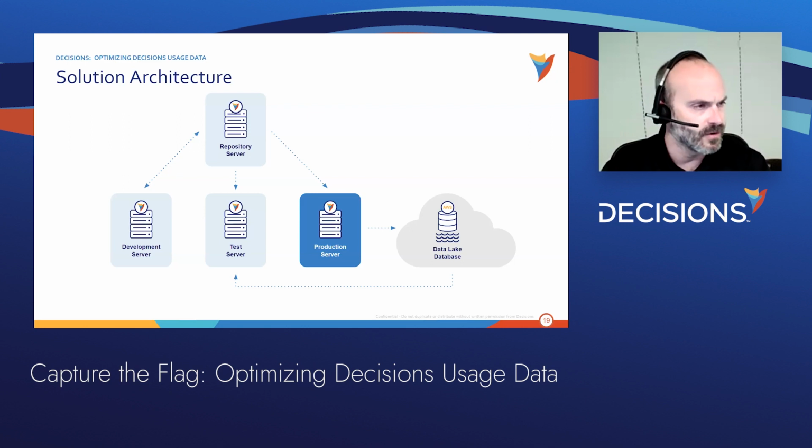We see a repository server which is allowing us, as those of you who are current customers know, to send our work from the dev server to test and subsequently to production. But on the right-hand side, what we're doing is we're telling production to save its input data to an external database, and we're allowing the test server to connect to that database as well.